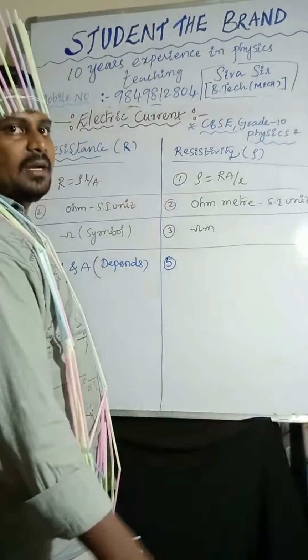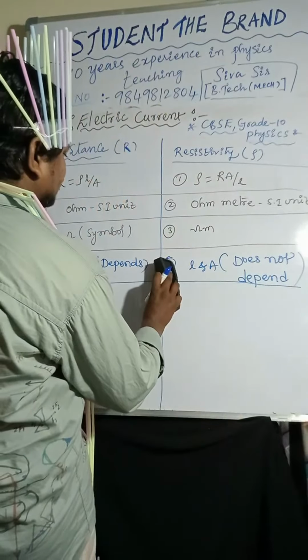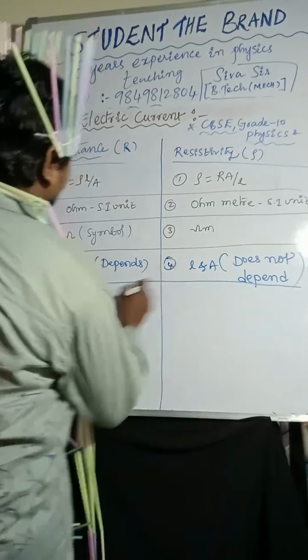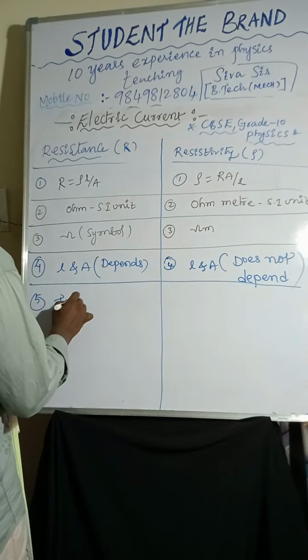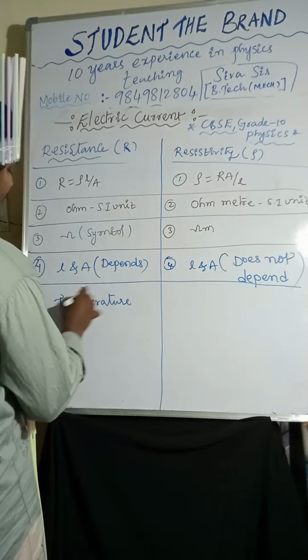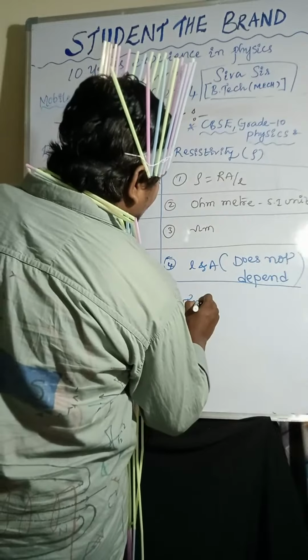Fifth one: resistance depends on temperature. Resistivity also depends on temperature.